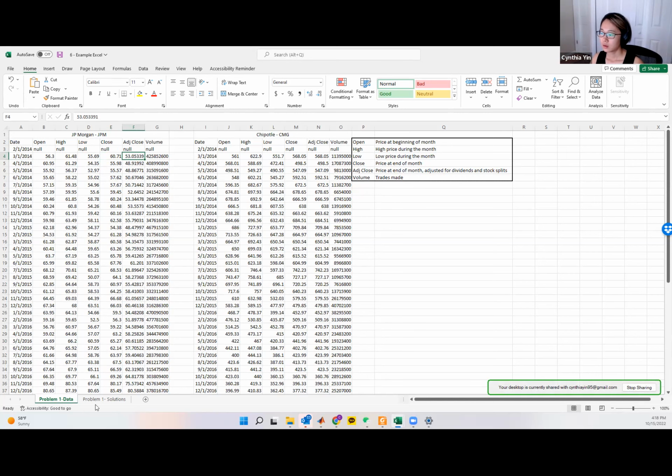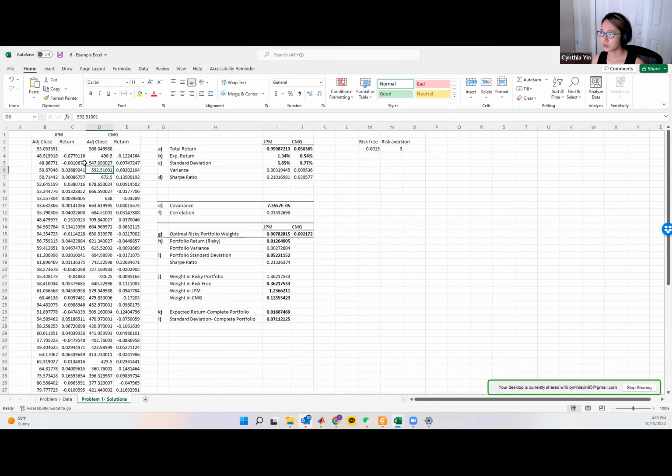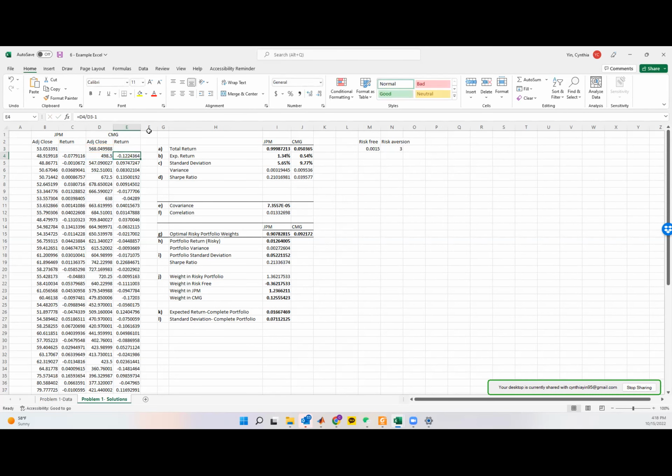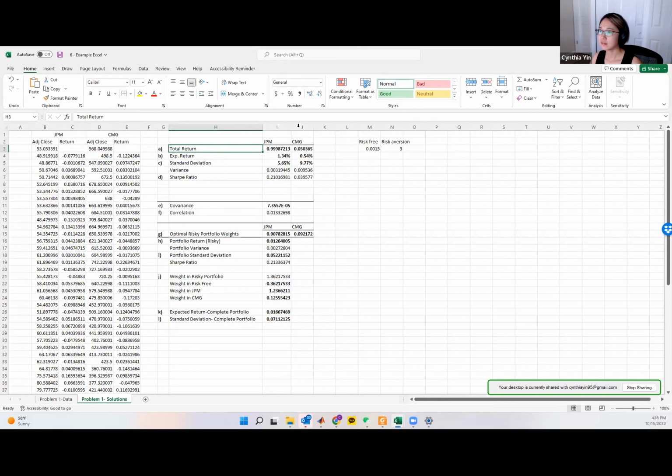Any questions on getting the return? No. Okay. So after getting the return, there are many things you can do. I will now show you the PDF. It's basically all here. You can calculate the total return of JP Morgan. Total return means throughout the whole time period that is covered in this Excel.